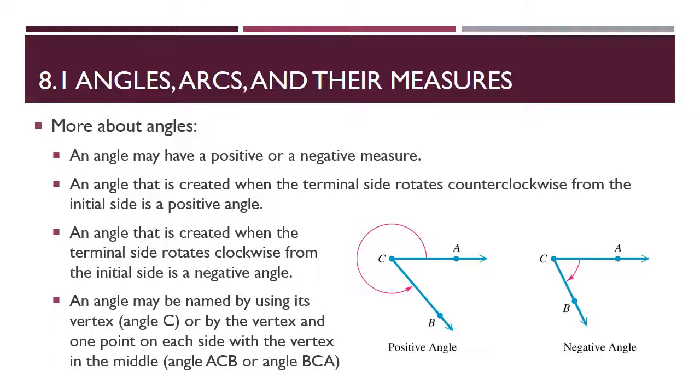An angle may be named using the vertex, so we could call these angles, both of them really, angle C, or you can use a point on each ray and the vertex and put the vertex in the middle. So we could call these angles ACB or BCA. Now notice that for both angles, they're named the same. It's really important when you draw an angle that you illustrate which direction it is opening using a curved arrow like the one you see here in red.